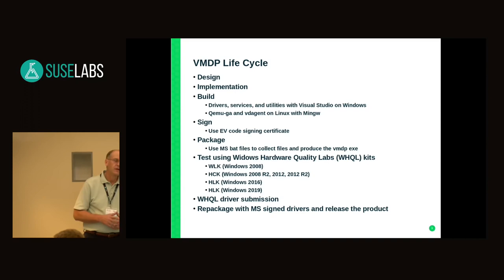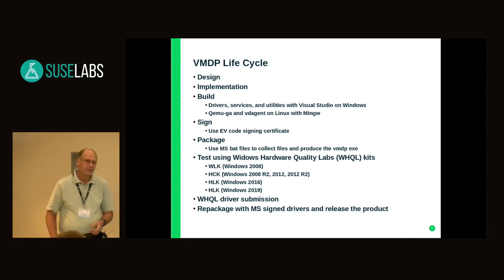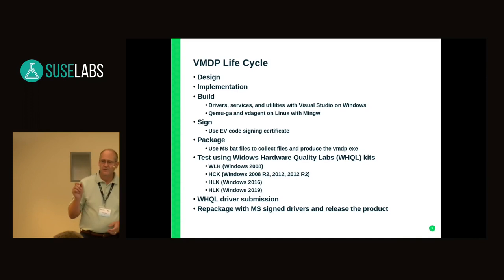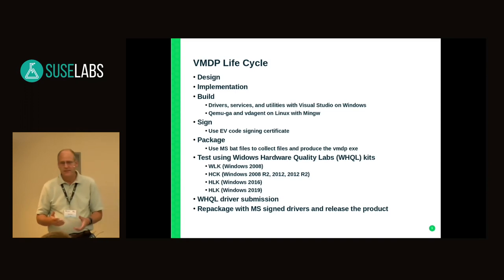Once all the tests have passed, we create a submission package, upload it to Microsoft, and they review it. Assuming that all tests did pass, then they give us a WHQL signature, they sign the driver in the CAT file, I download those back down, and repackage the thing into the actual VMDP that we release. Now when you install those drivers, it doesn't ask you anything. It just installs it, which is really cool.